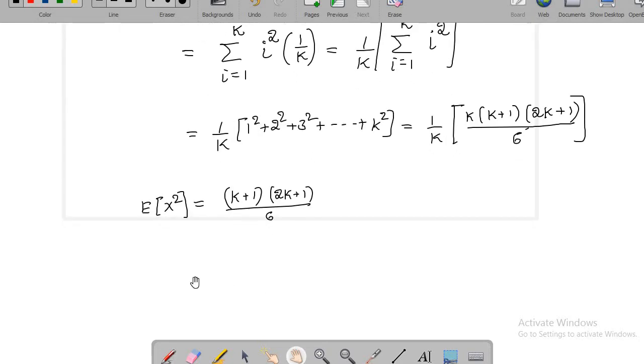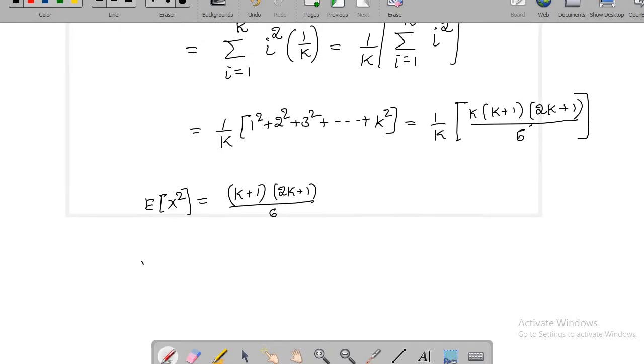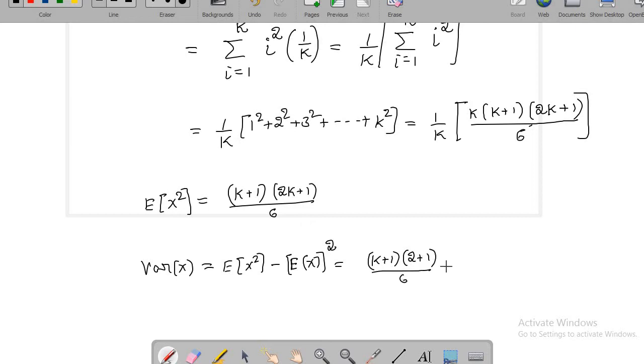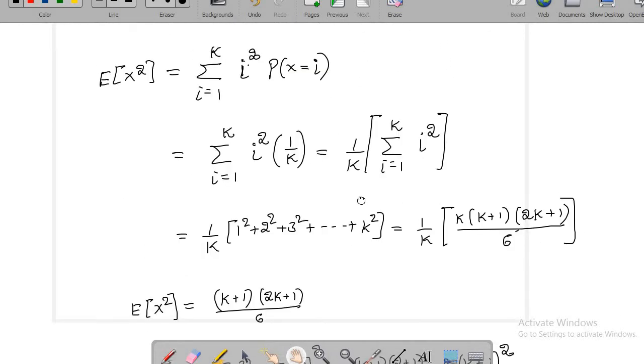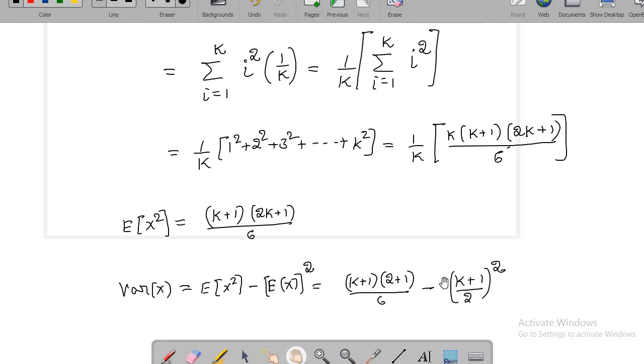But we would like to see what is the variance. So let's see. So now the variance of x, which is actually expected value of x square minus expected value of x whole square. You know this is k plus 1 into 2k plus 1 by 6, whereas here minus what I have is k plus 1 by 2 whole square. I hope from both of these you can take k plus 1 by 2 common.